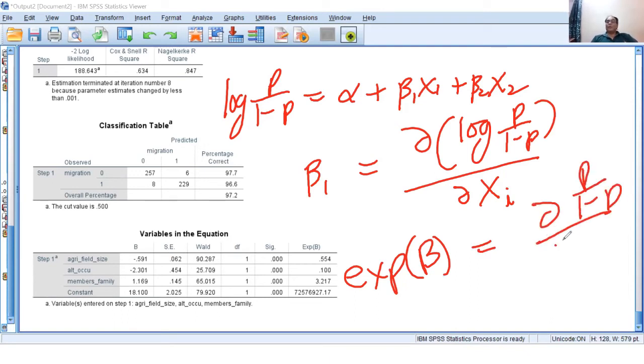So we have two values here: one is the exponential beta and one is the beta.